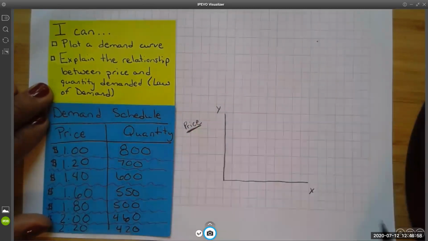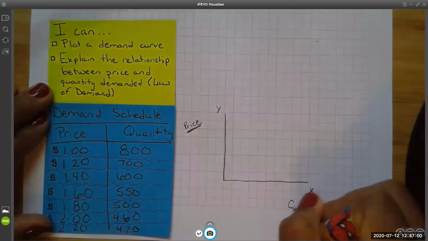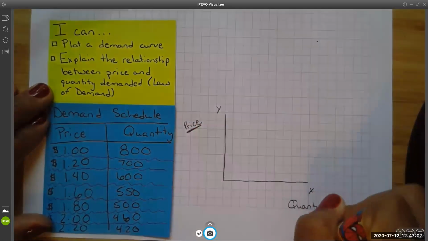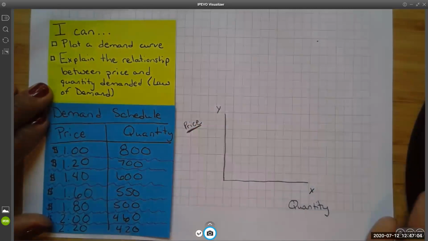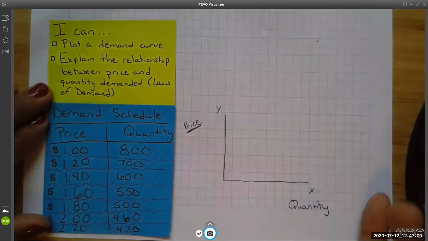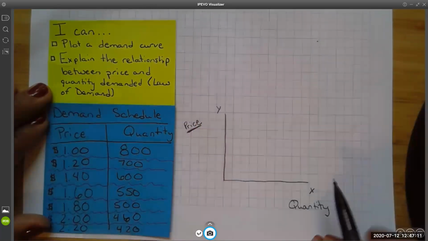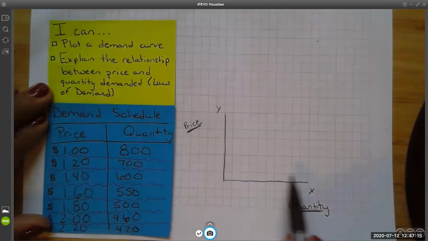And then for the x-axis, you want to put quantity. In this case, we're using quantity demanded. It'll be the demand curve, but when we do the supply, it'll be the quantity supplied. So when we put them together, it's just quantity. It's completely fine to just put Q or quantity at this x-axis. It's always going to be that way for these graphs.